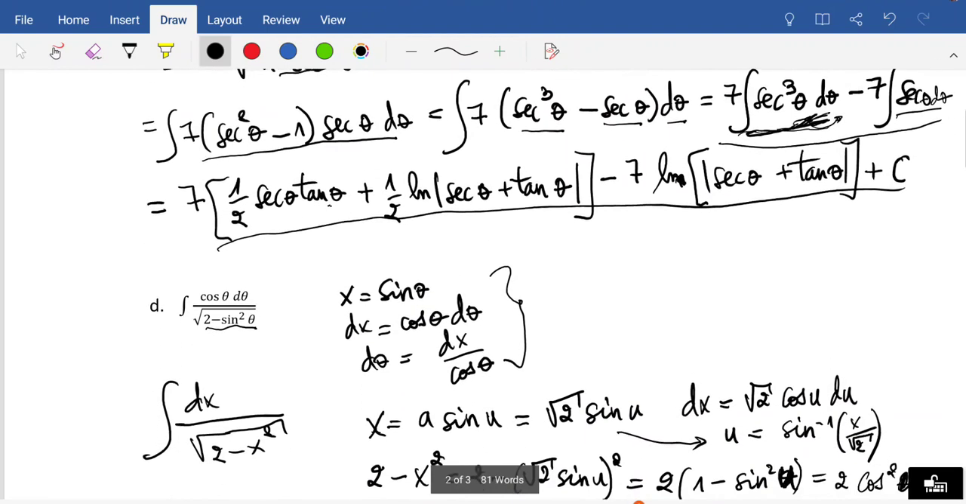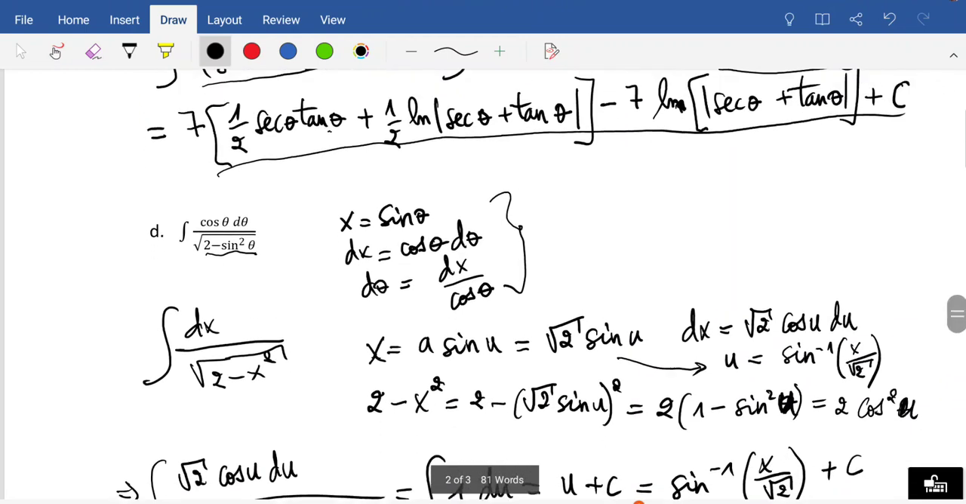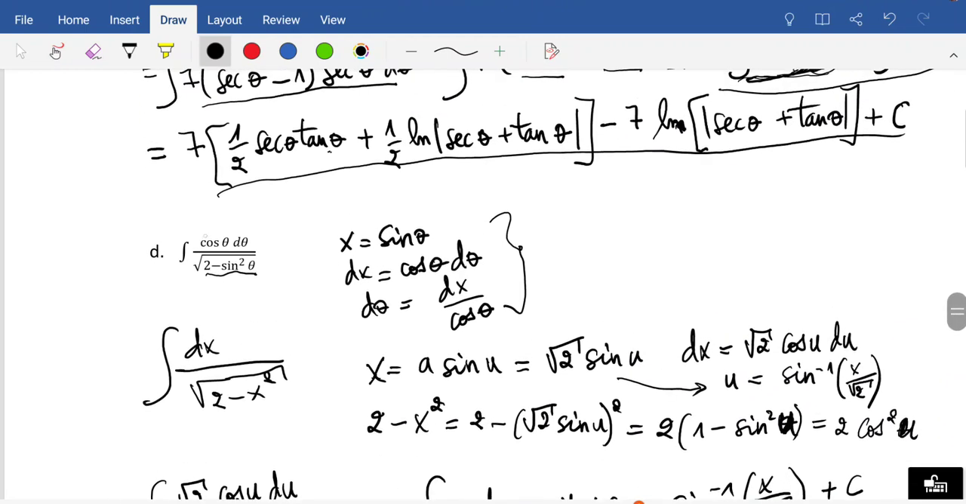So moving on to the next question, we have the integral of cos theta d theta over the square root of 2 minus sine squared theta. Right, so for this case, we can see that it doesn't really look like any of the four rules that we are looking at. So we'll try to manipulate the expression to have that.